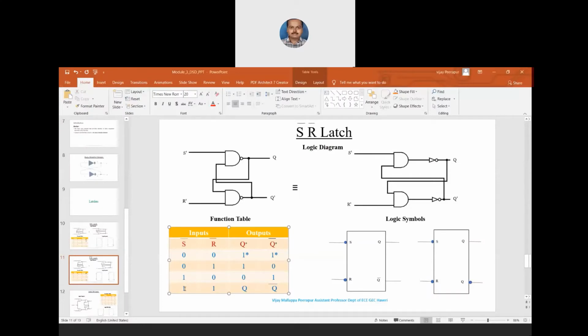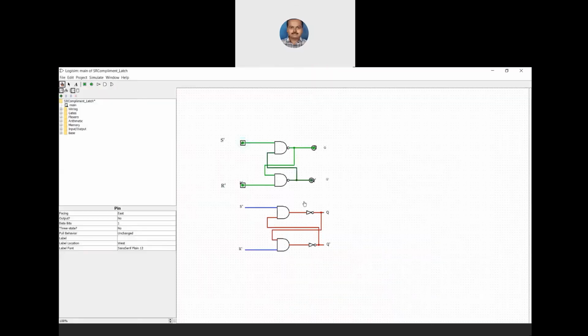When S bar is 1 and R bar is 1, the next state, which is Q plus, is still equal to the previous state Q. If the Q is 1, the next state is also equal to 1. If the previous state is 0, the next state is also equal to 0, right? Hope everyone understood this one.